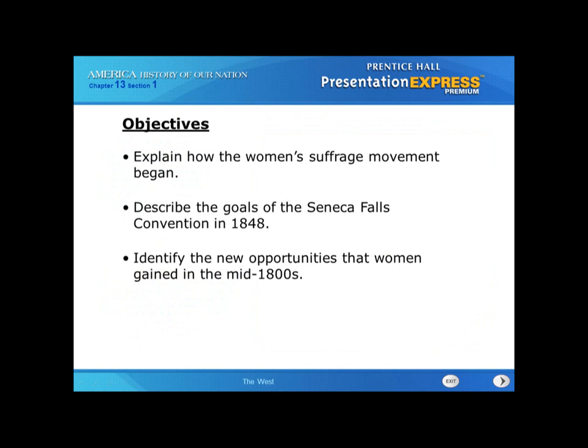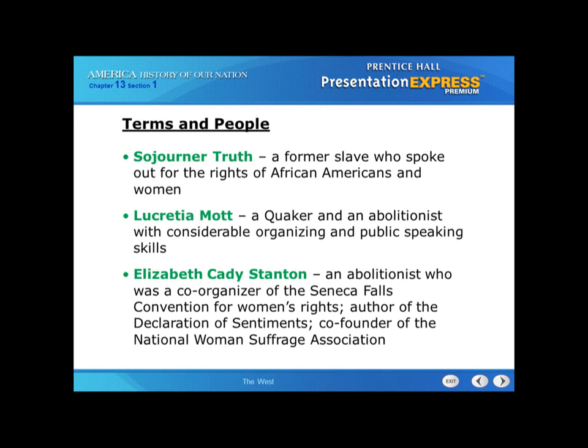Last, we'll talk about westward expansion and how this affected the women's suffrage movement. We'll talk about some of the goals of the Seneca Falls Convention in 1848 and new opportunities that women gained in the mid-1800s. Some important people: Sojourner Truth, a former slave who spoke out for the rights of African Americans and women. Lucretia Mott, a Quaker and an abolitionist with considerable organizing and public speaking skills. Elizabeth Cady Stanton, an abolitionist who was a co-organizer of the Seneca Falls Convention for women's rights, author of the Declaration of Sentiments, co-founder of the National Women's Suffrage Association.